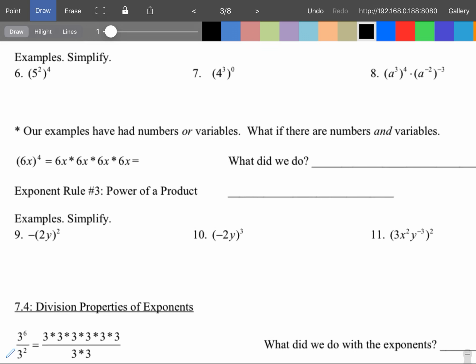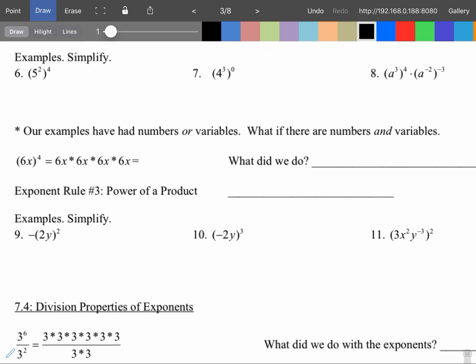All right, so then I'm going to write a rule for that one. So that would look something like this. If you had a times b to the n power, well then you have to put the n power onto the a and also onto the b. So it would look like that. So let's try these last 3 and we got it.